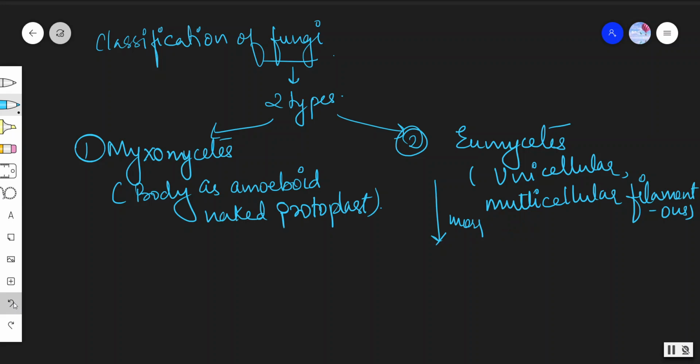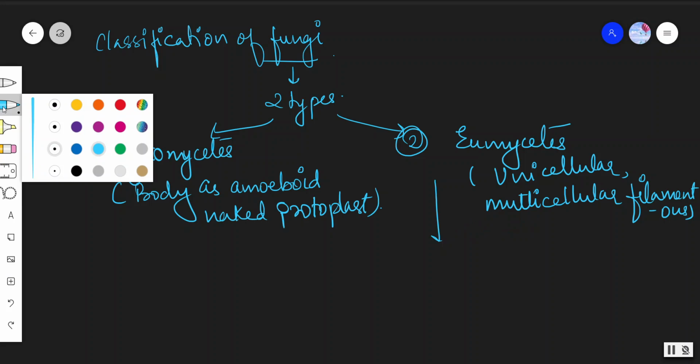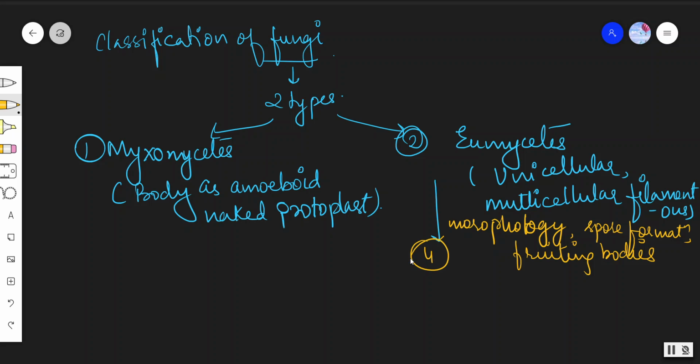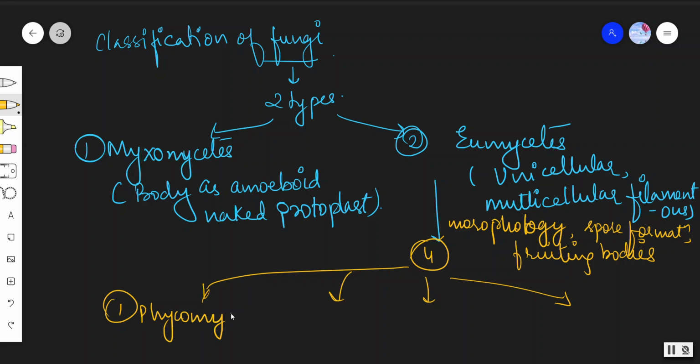Let me write it with another word so that it won't get mixed. On the basis of morphology, spore formation, and fruiting bodies, there are four types. Number one is Phycomycetes, which includes Mucor, Rhizopus, Albugo.